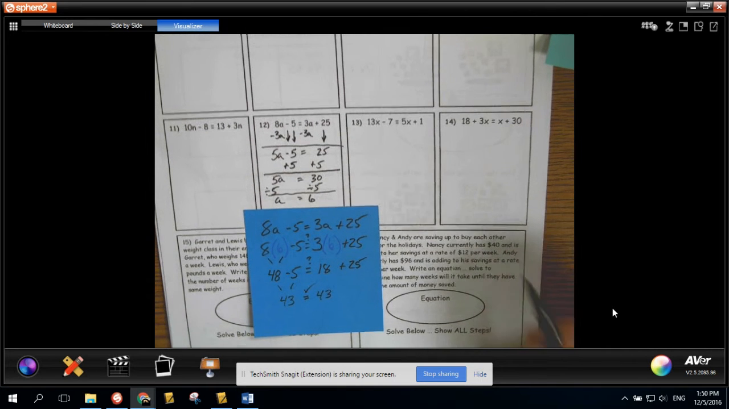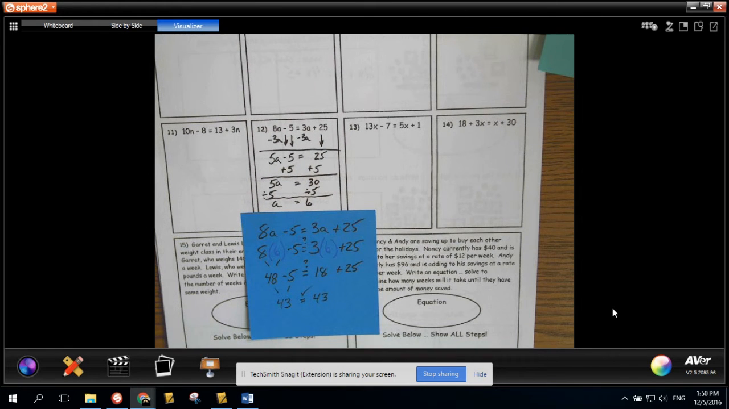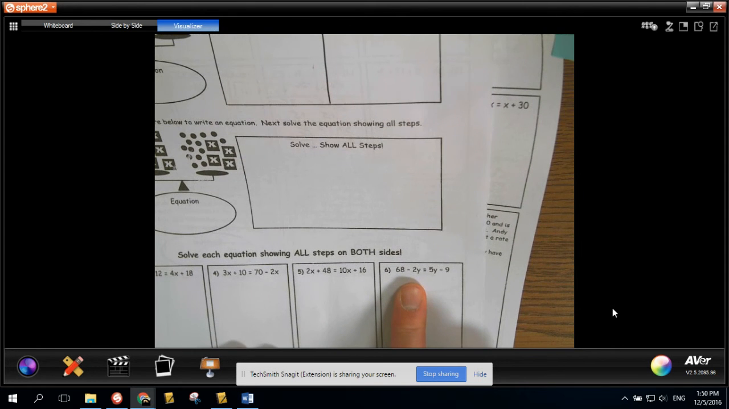So that's how we solve equations with variables on both sides. The only difference for some of these, like number, let's see, it's on the front side, I think number 4 maybe. Yeah, number 4, we've got a minus 2y here. So the only difference with that, to undo a minus 2y, you would have to add 2y to both sides. Other than that, I think all of the rest of them are subtracting the variable for the first step.